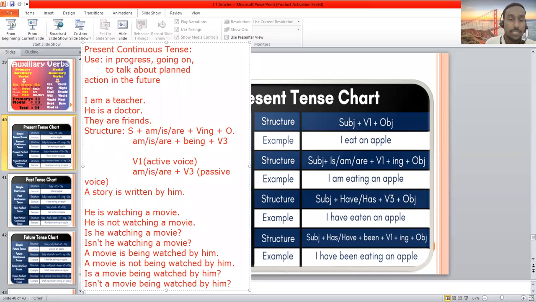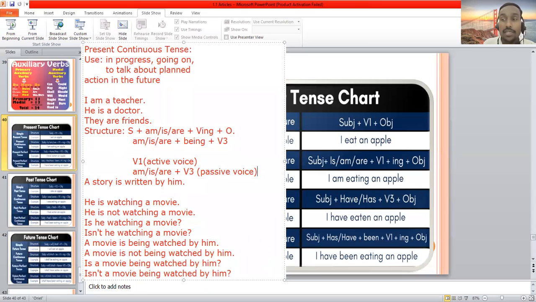Which passive voice? Yes. This time it is passive voice. So here also am, is, are. Try to understand about am, is, are. What is am, is, are? Am, is, are can be used in simple present as the main verb. I am a teacher. He is a doctor. They are friends. This way also we can use am, is, are. Then am, is, are are also used in present continuous.